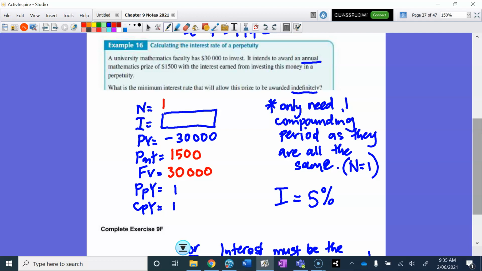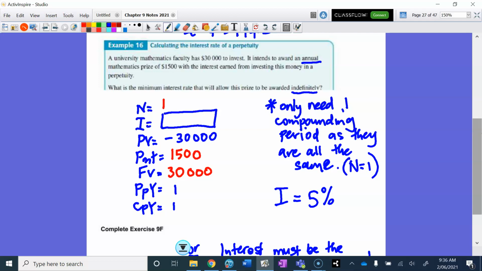So if you're using the solver, you actually only need to put in n equals 1, because all of the compounding periods are the same. It doesn't change from one year to the next. They're all the same. So you can do 100 if you want to, or 1, or 6, or 9, or whatever. It doesn't make any difference. They're all going to be exactly the same. So you can just put 1 in there if you wish in the solver.